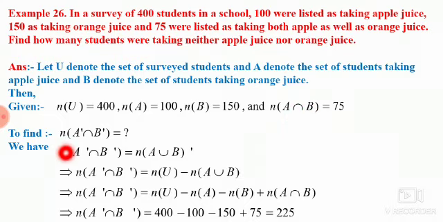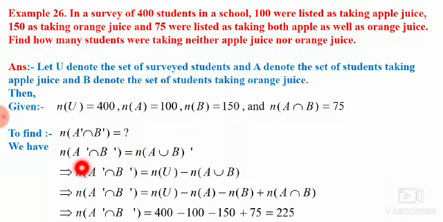Now we are going to find N of A dash intersection B dash equal to what? It is given by the formula N of A union B the whole dash. This is by De Morgan's law. We can write A union B the whole dash is always equal to A dash intersection B dash. Therefore, by applying N on both sides, we have N of A dash intersection B dash is as good as N of A union B the whole dash.